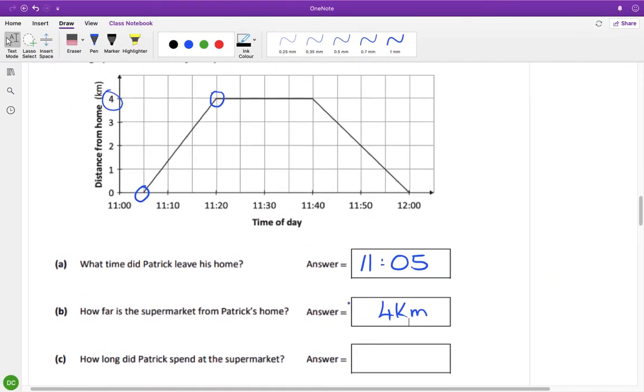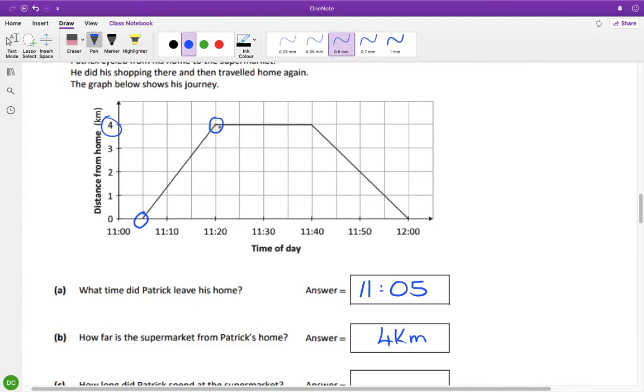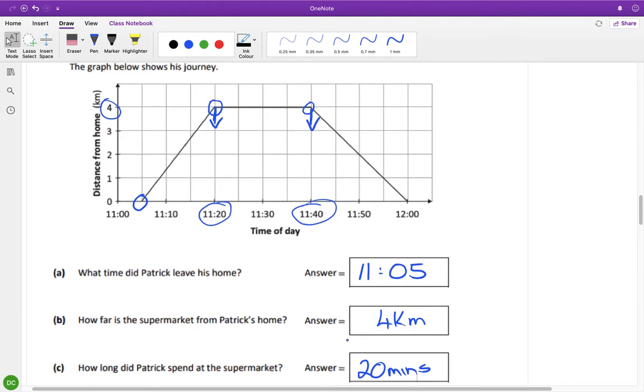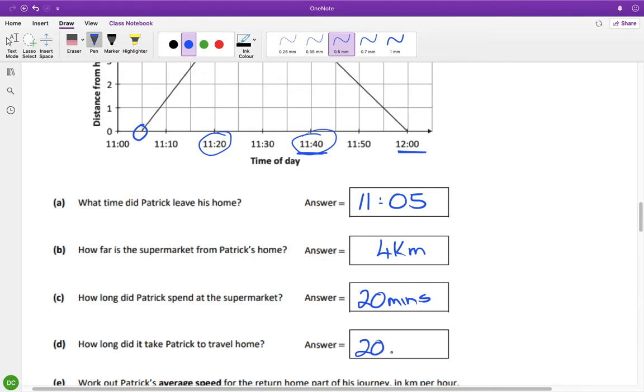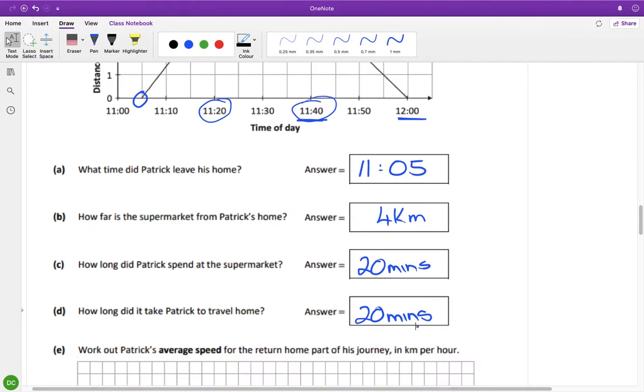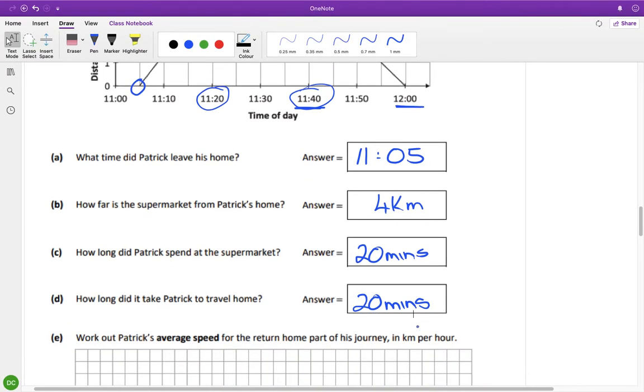How long did Patrick spend at the supermarket? Okay, so presumably this flat line is him in the supermarket, right? So he started here and he ended here. So that's 11:20 to 11:40. So he was there 20 minutes. It's quick shopping. Yep, 20 minutes. How long did it take Patrick to travel home? So he left the supermarket at 11:40 and he got home at 12. So 20 minutes again. Yep.